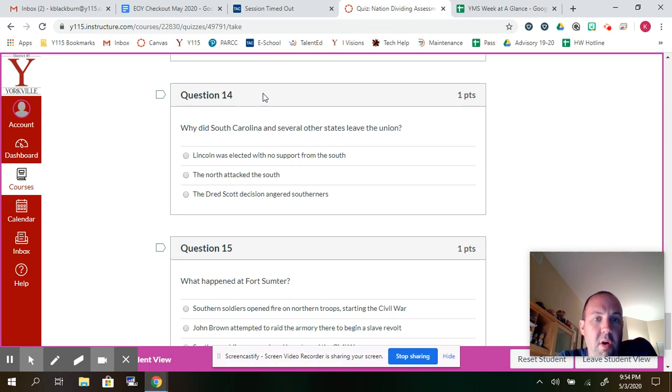Question 14. Why did South Carolina and several other states leave the Union? Lincoln was elected with no support from the South. The North attacked the South. The Dred Scott decision angered Southerners.